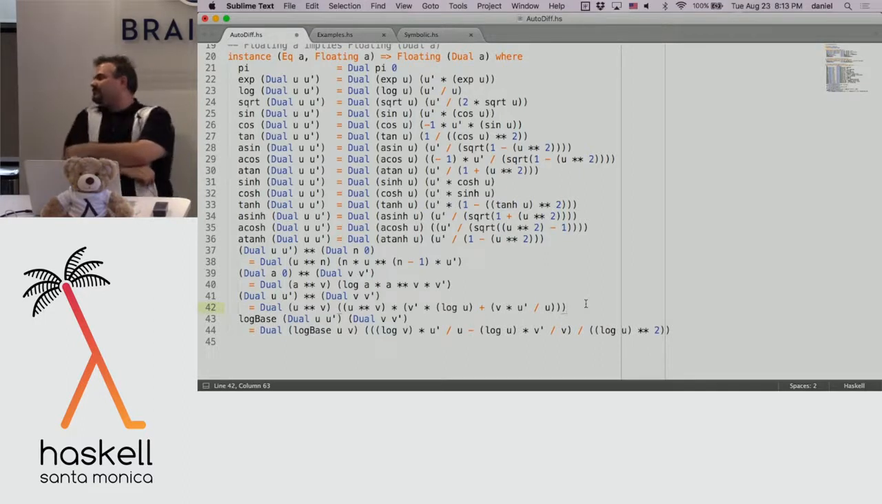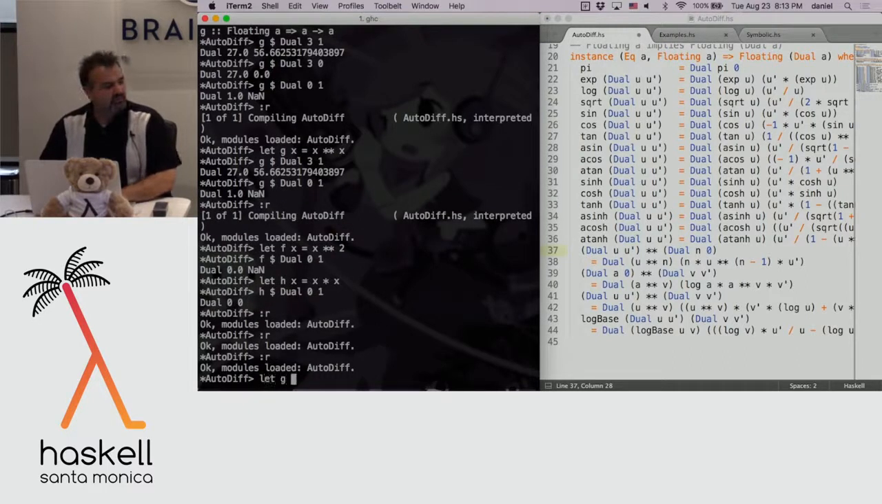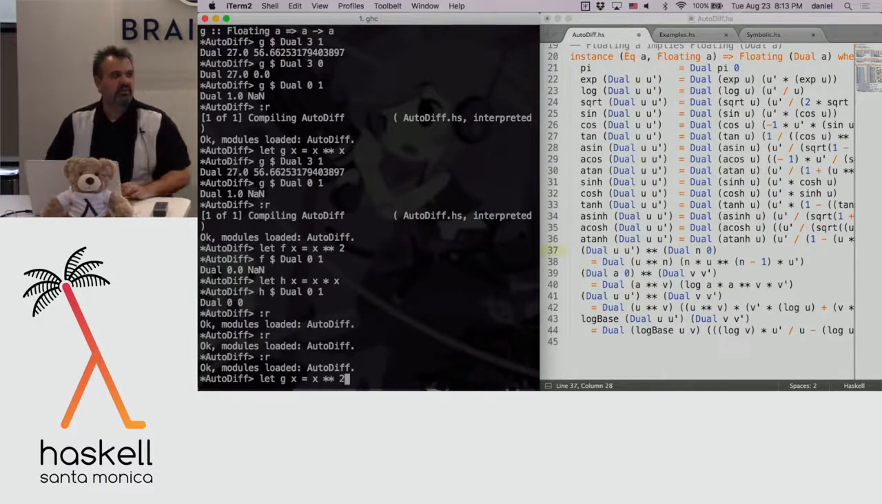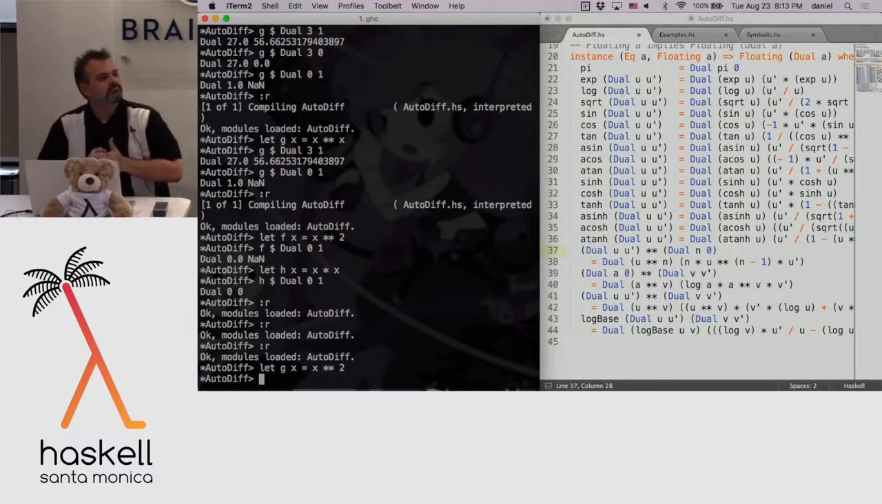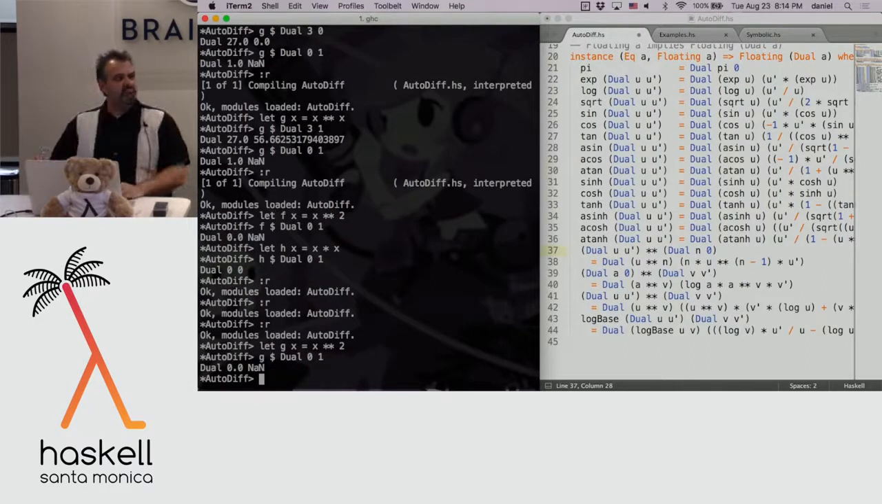Why does u equal zero end up in those first two lines instead of in the third one? Because let's look at that. So let's step through execution. So let's reload this and let's look at the problem child. It's x star star squared, right? Okay? And let's apply g to dual 0, 1. And the answer we're supposed to get is 0, 0. We get not a number. Yeah, we're supposed to get 0, 0.